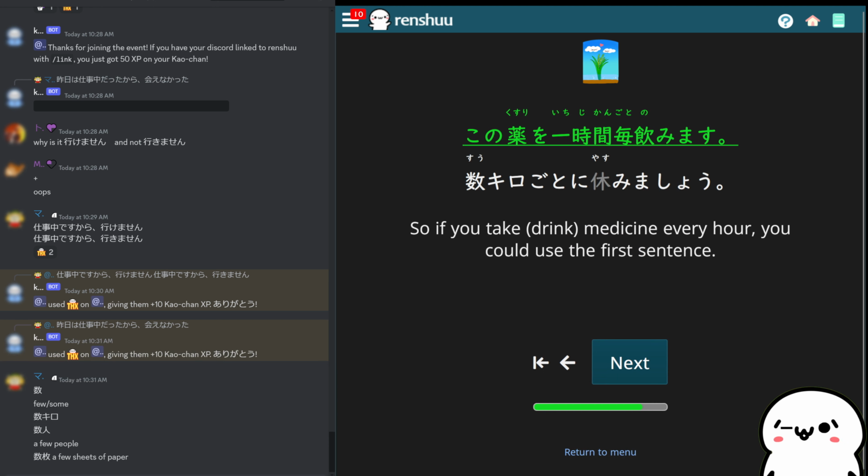So let's take a look at some examples. This one, hopefully you don't have to take medicine this often, but if you needed to take medicine every hour, you might say this. この薬を1時間ごと飲みます。And you'll notice that comparing the two sentences, the first one does not have a ni following goto. The second one does. It's optional. You get to choose whether or not you need that there.